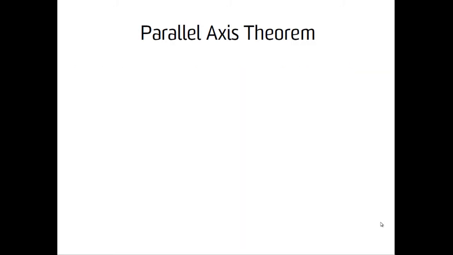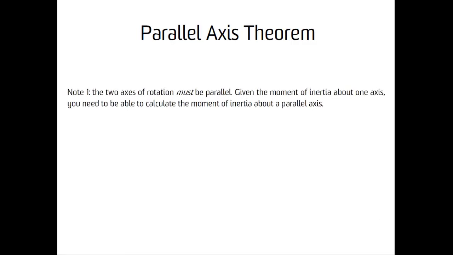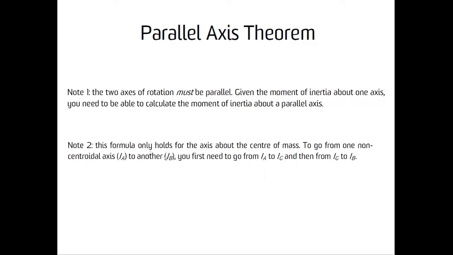There are two rules that need to be followed before the parallel axis theorem can be applied. The first, the two axes of rotation must be parallel. Given the moment of inertia about one axis, you need to be able to calculate the moment of inertia about a parallel axis. The second rule, this formula only holds for the axis about the center of mass. To go from one non-centroidal axis, say I_A, to another, I_B, you first need to go from I_A to I_G, and then from I_G to I_B.